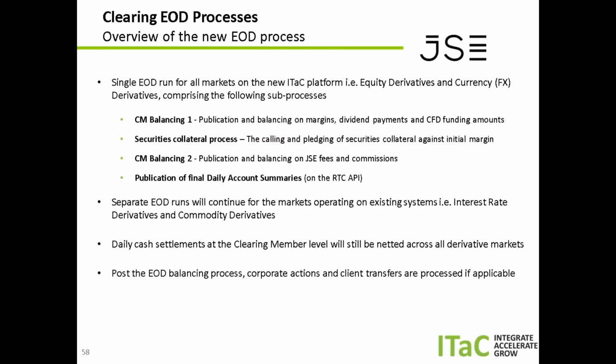All right, so I think the key activities as part of end of day are CM balancing 1, the securities collateral process, and then getting to CM balancing 2, where you're going to get your risk fees, your booking fees, and your commission amounts, and then the publication of the final daily account summaries. CM balancing 1 is very similar to how you have it today, where you're going to have margins, dividend payments, and CFD funding amounts.